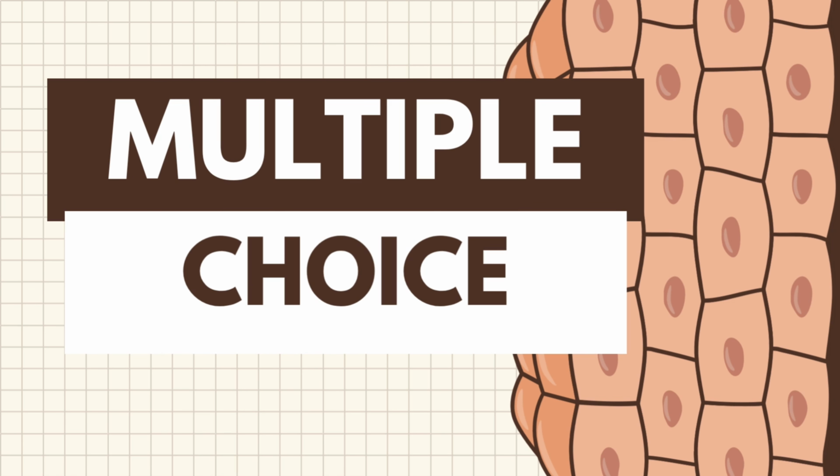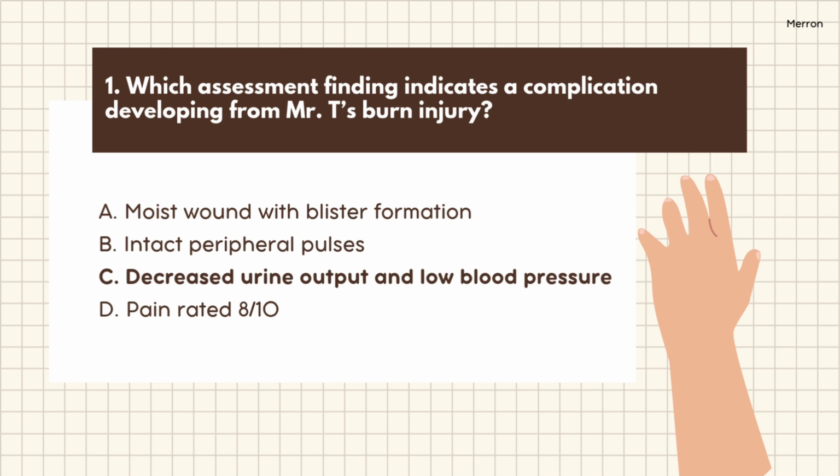So which assessment finding indicates a complication developing from Mr. T's burn injury? A, moist wound with blister formation. B, intact peripheral pulses. C, decreased urine output and low blood pressure. And D, pain rated 8 out of 10.